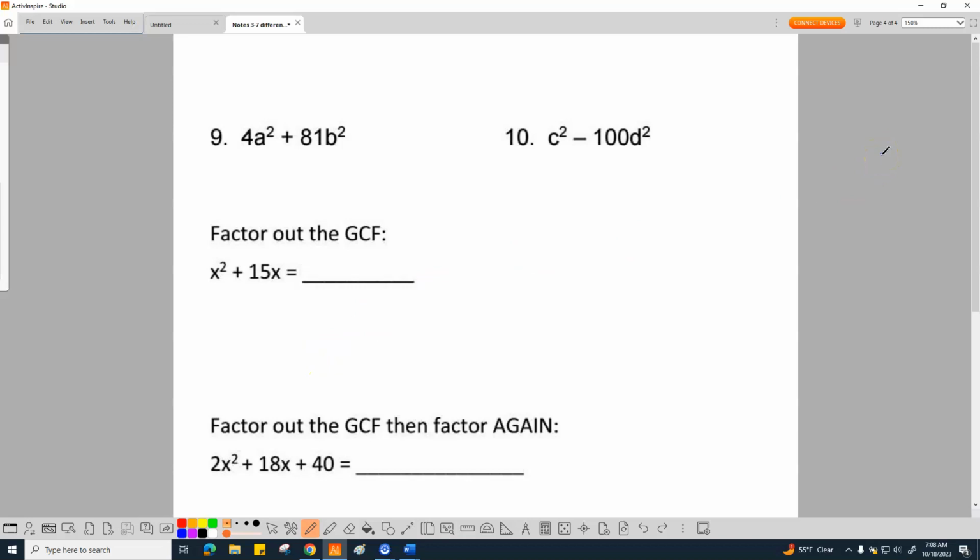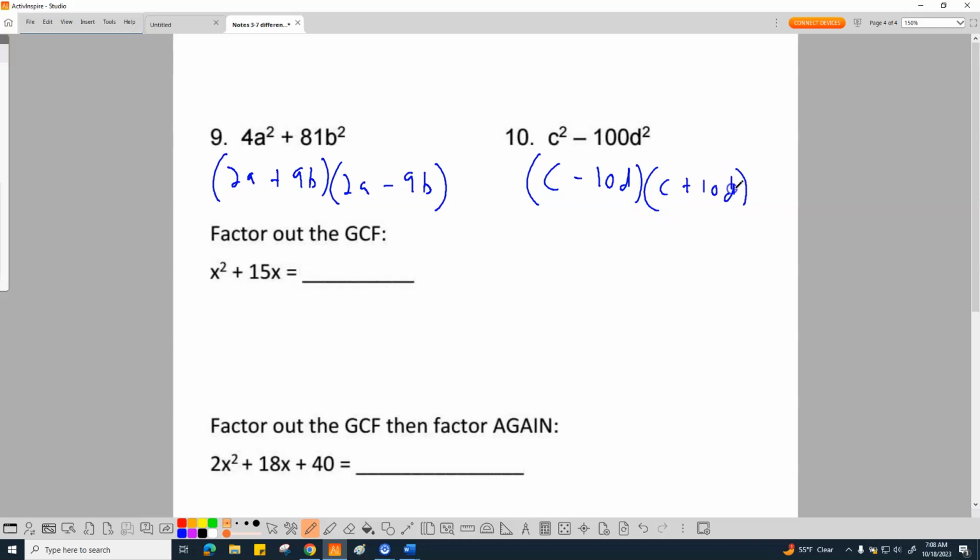Okay, I'll go ahead and finish 9 and 10. We have right here 2a plus 9b, and then we end up with 2a minus 9b. Number 10 is c minus 10d times c plus 10d. Again, don't really care if you do the minus or the plus first. It's up to you. That's that.